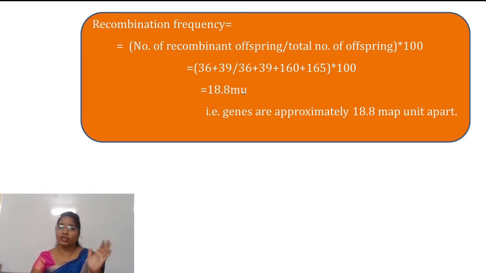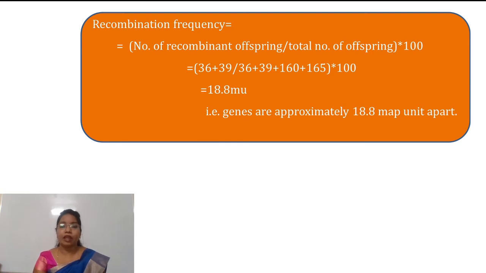So the recombination frequency in this 2-point test cross is 18.8, and the recombination frequency is equal to the map distance. So the map distance is 18.8 map unit. That means these genes are approximately 18.8 map units apart. So in this way we can calculate the recombination frequency from the 2-point test cross.